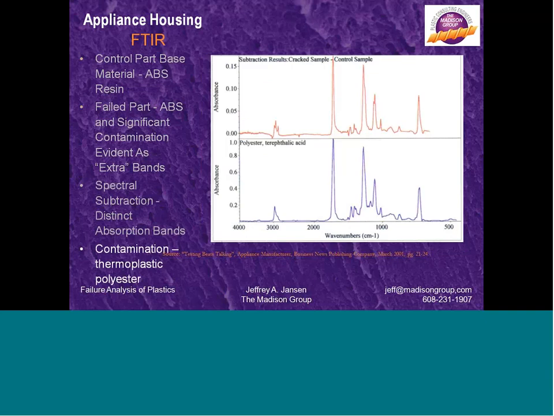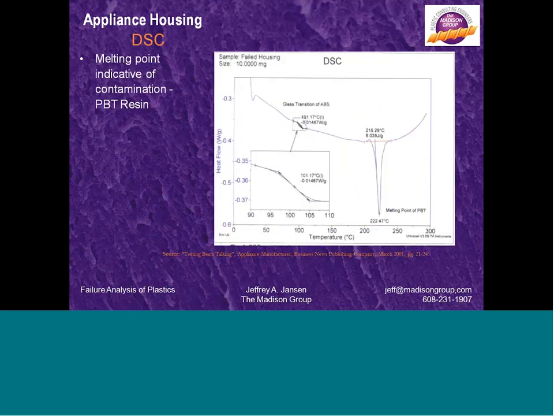We did a spectral subtraction, and the contamination was identified as a thermoplastic polyester, something like PET or PBT. Those two materials cannot be differentiated spectrally. So we did a DSC on the part, and the melting point then was indicative of polybutylene terephthalate contamination within the ABS resin. And that makes sense because plastic materials generally don't alloy or mix very well unless it's done under very set conditions, like the resin manufacturer might do. Certainly not something that would happen out in the field.